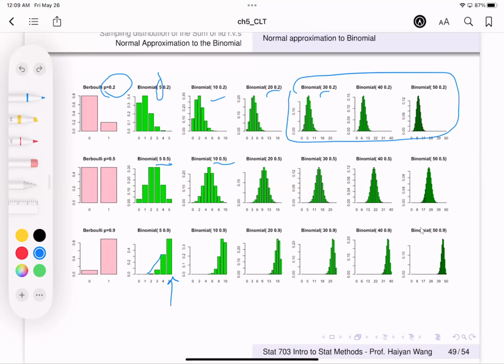And if we consider the 10 trials, it's still skewed. This is the 10 trials. 20 trials still skewed, 30 and 40. And when you see 50, it finally starts to be somewhat symmetric. So if p is close to 0 or close to 1, in both situations we need n to be very large in order for the normal approximation to work well. But for p equals 0.5, the approximation could be pretty good even with smaller n.